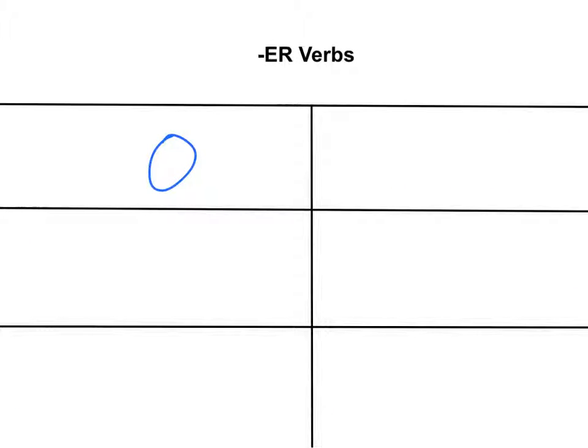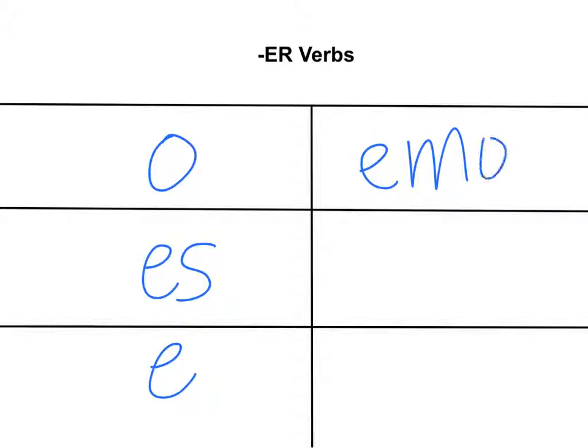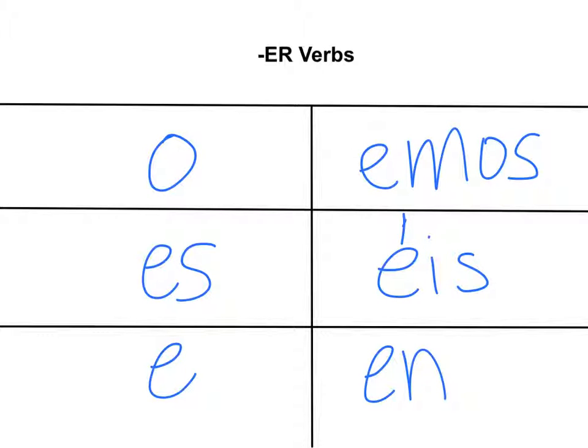Continuing on, we have our ER verbs: o, es, e, emos, éis, and en. Remember that these ones are actually really similar to AR verbs. AR verbs have an A wherever there is an E for the ER verbs. So if you know the AR verbs, you know the ER verbs. Pretty simple.